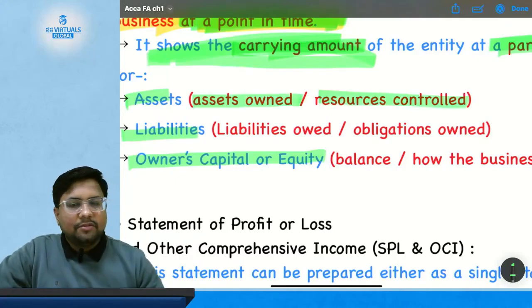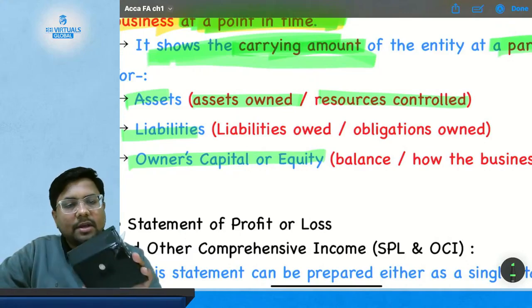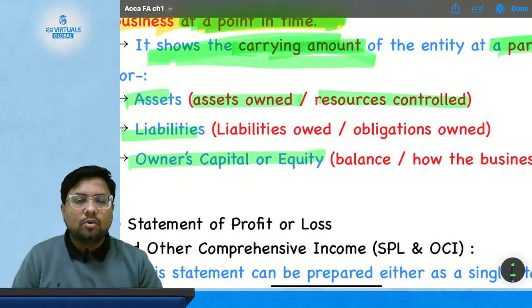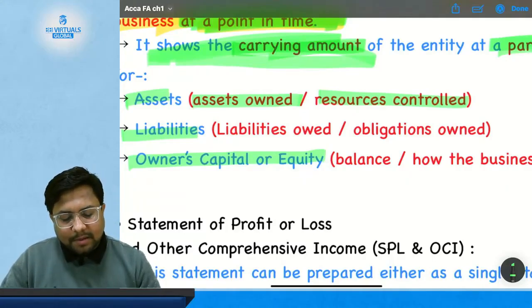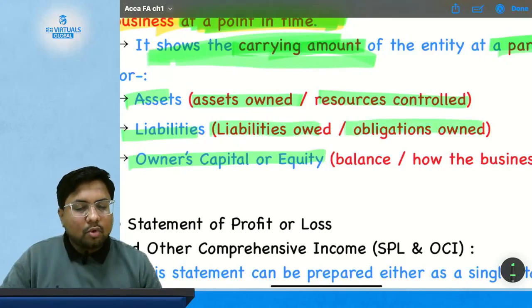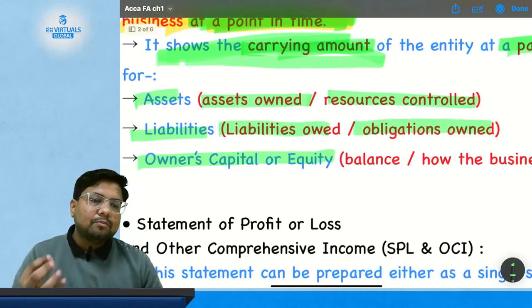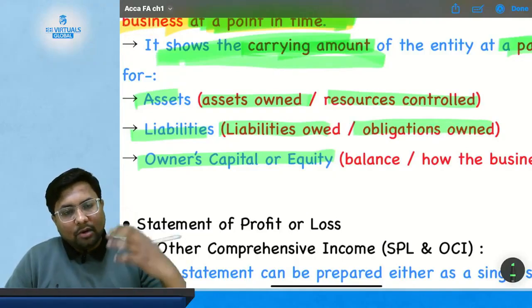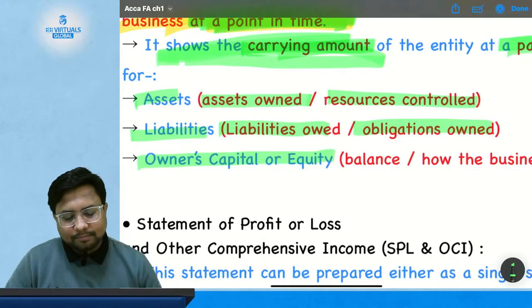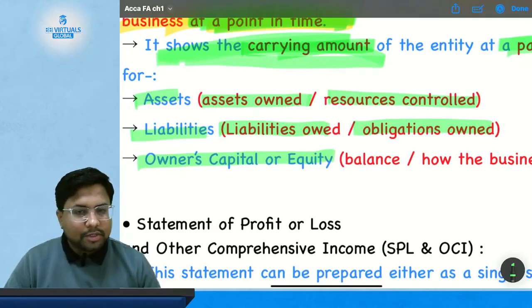So suppose I am the owner of this calculator, so this is my asset. If I am the owner of this iPad, this is my asset. And what is liability? Liabilities are obligations owed. So if I took some loan from a bank to start this class, that loan is my liability. And last but not least, owner's capital and equity.